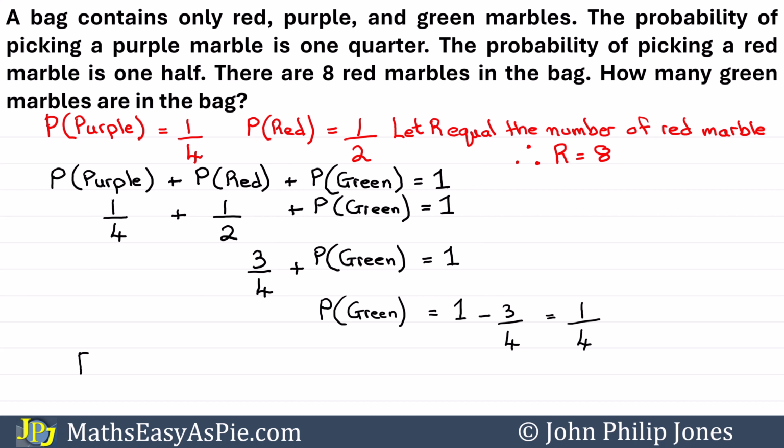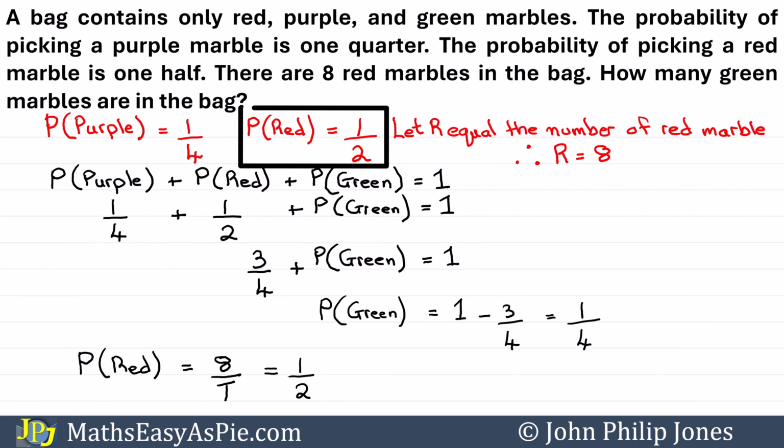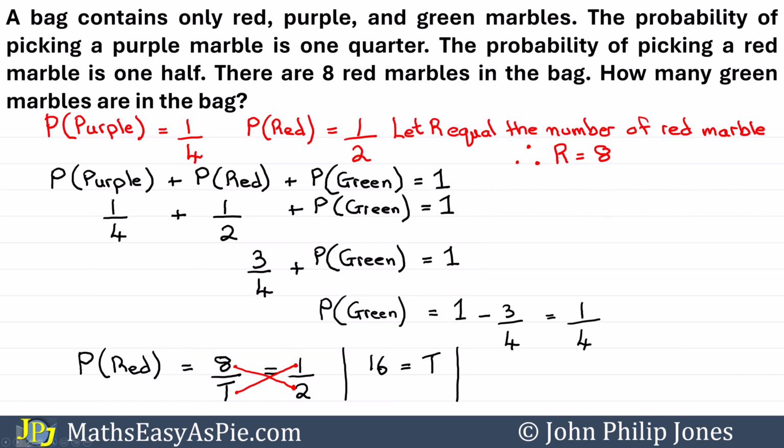We can find the probability of picking red by taking the number of red marbles, which is 8, and dividing that by the total number of marbles that we currently do not know but we're attempting to find. This can be made equal to 1/2 because that is the probability we were given for the selecting of red marbles from the bag. We can cross multiply, so 8 times 2 is 16 and 1 times T is T. So we can see that the total number of marbles in the bag is 16.